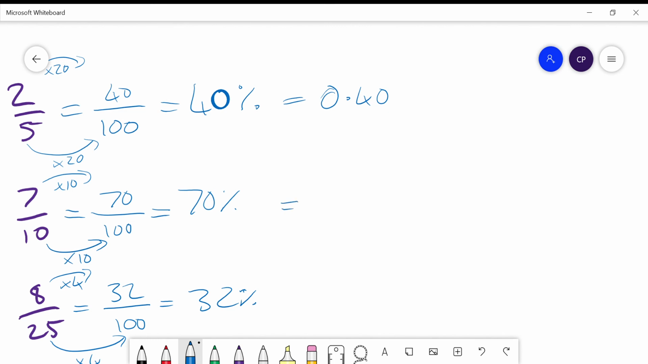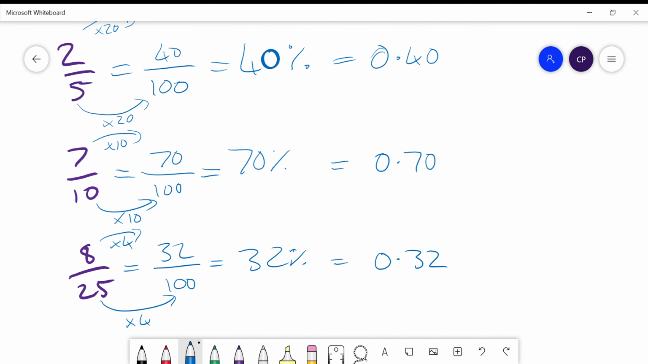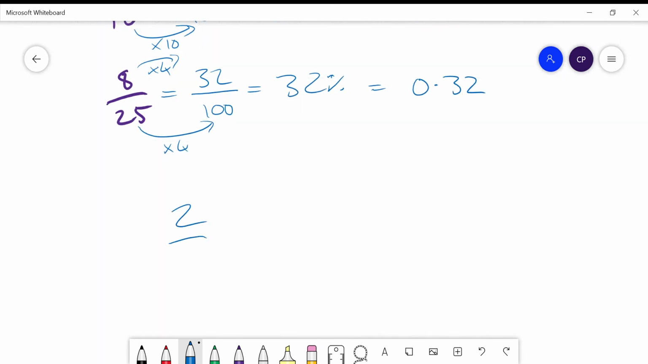70%, again, divide by 100, so it goes down 2 place values, or 70 hundredths is 0.7 or 0.70. Either are fine. 32% would end under the 32 per hundreds, so we end up with 0.32. So getting from fractions to decimals is much quicker if you go via your percentages first. The other thing we can do, and I'm going to use 2/5 as an example, is actually do the division. Okay, so 2/5 is 2 divided by 5.